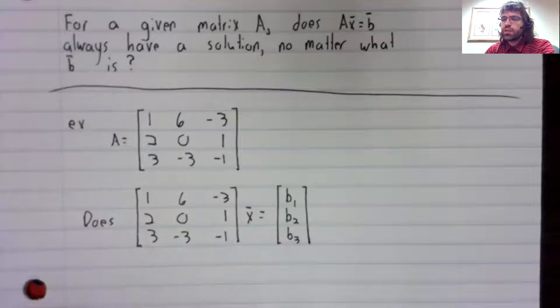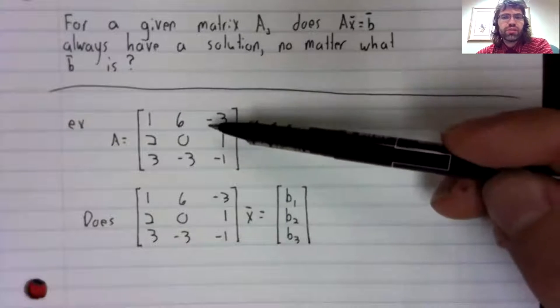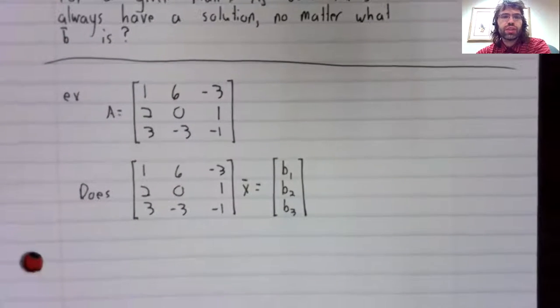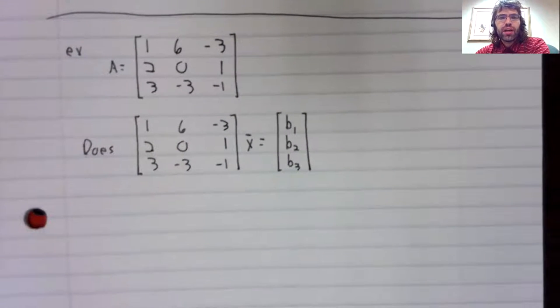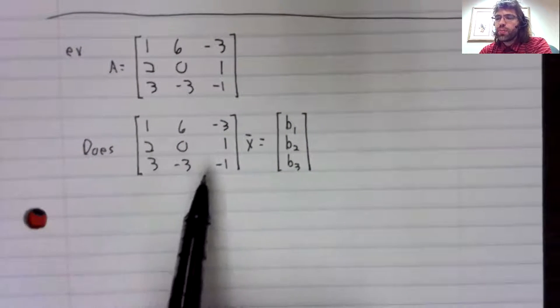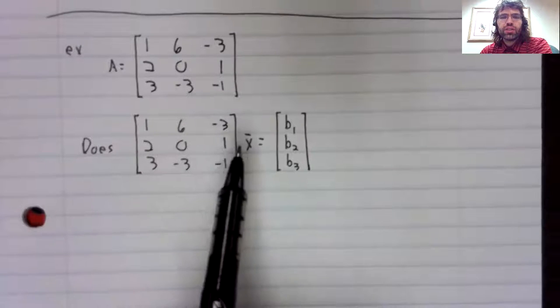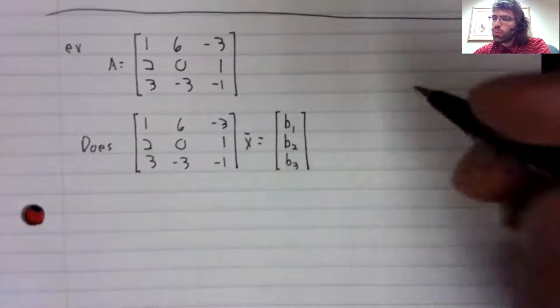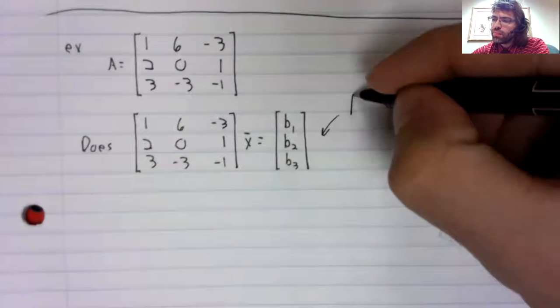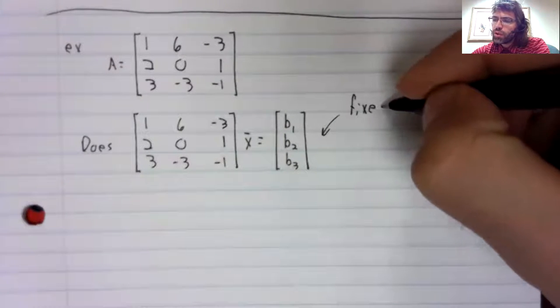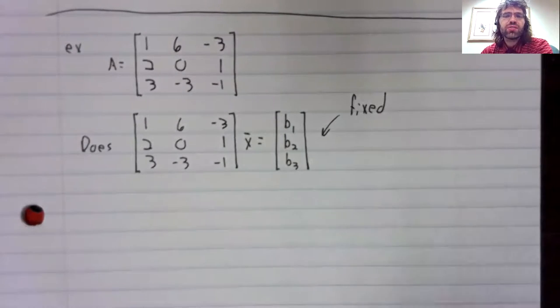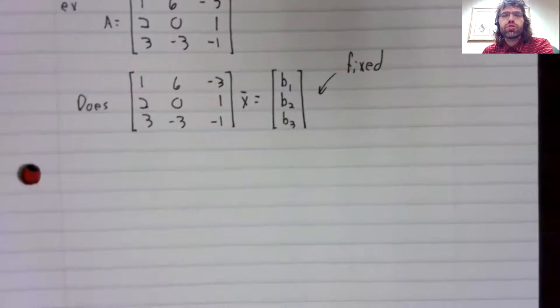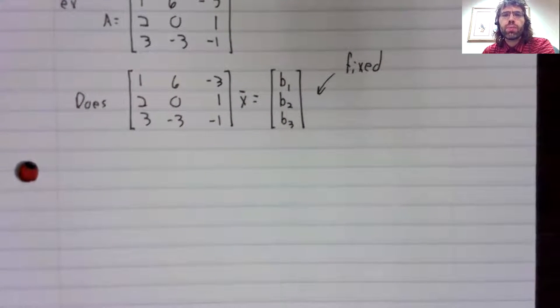We'll look at this question for this specific matrix A. And we ask, does the equation, this matrix times an unknown vector X equals B? Here B is fixed. Does this always have a solution, no matter what B is?